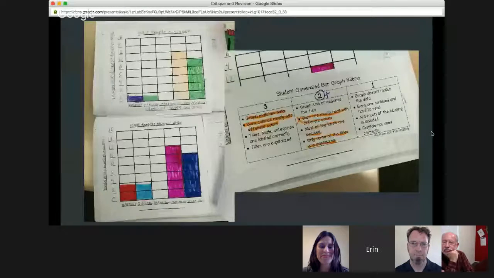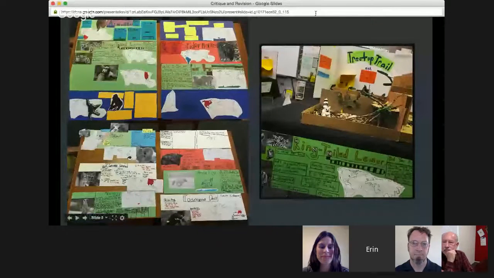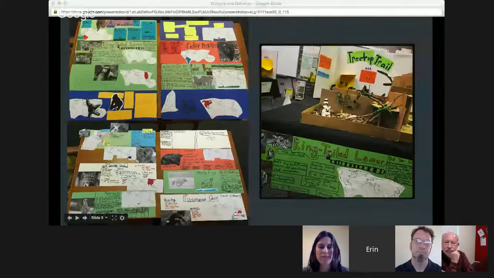And I feel like there's a real power in having the students looking at work in a group like this. So there was some revision and critique that went before these final products that you see here.